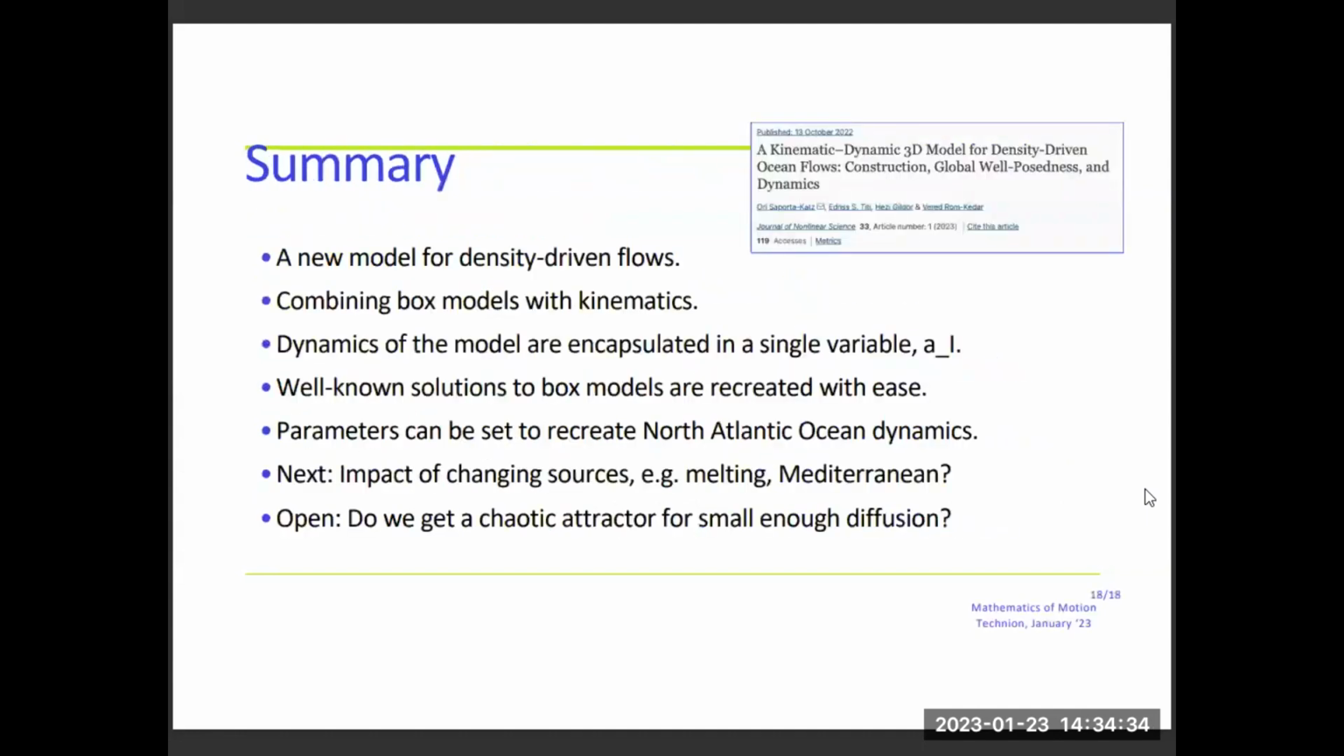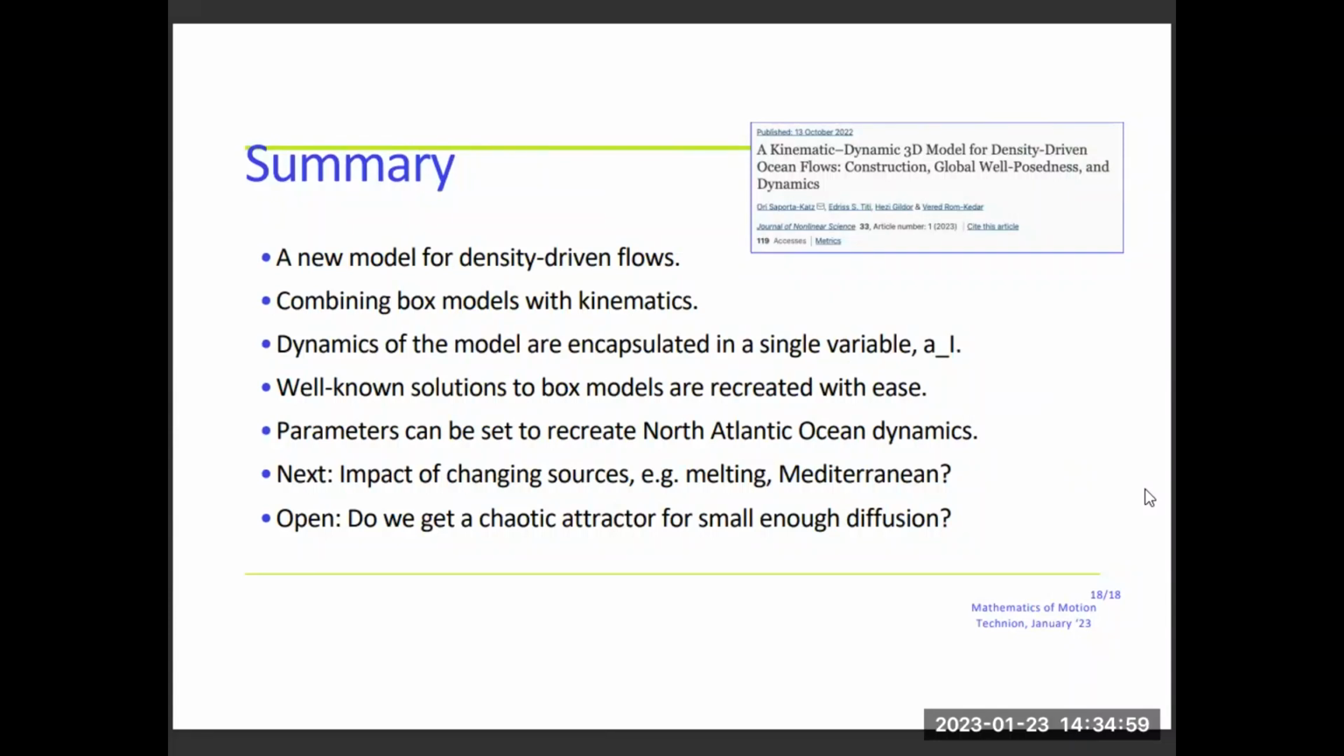Okay. Summary. We have built a new model for density-driven flows, combining the box model, the Stommel box model, with the kinematic model. The dynamics of the model are encapsulated in a single variable. Well-known solutions to box models are recreated with this, and we can set the parameters to recreate the North Atlantic Ocean.